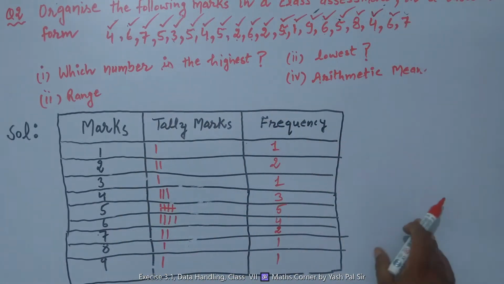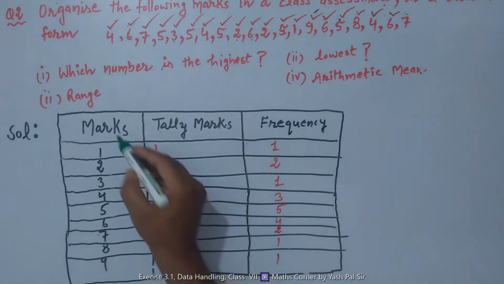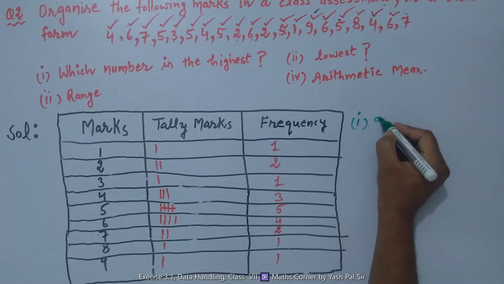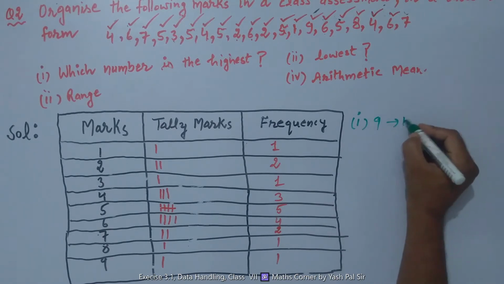Write the marks in tabular form. So this is the tabular form. Now what is the next part? Which number is the highest? So which number is highest here? 9 marks. 9 is the highest, okay.